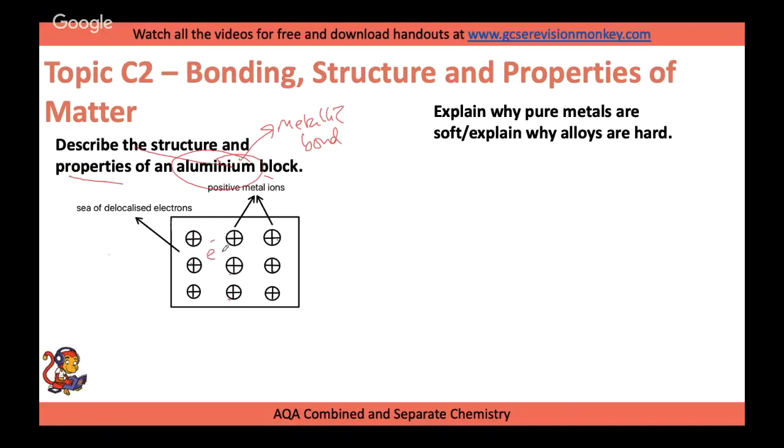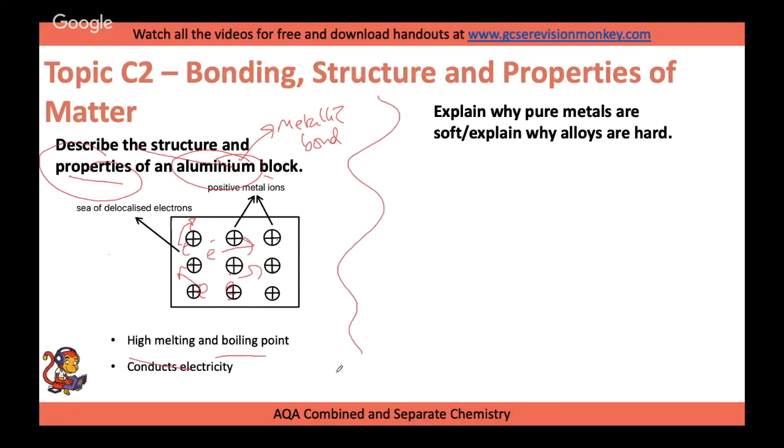So there's loads of electrons that are free to move around the whole structure, and you should know that metals are good conductors. So they have a high melting point, high boiling point, and they can conduct electricity.